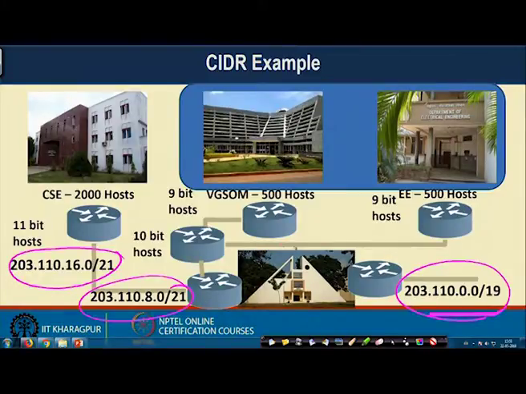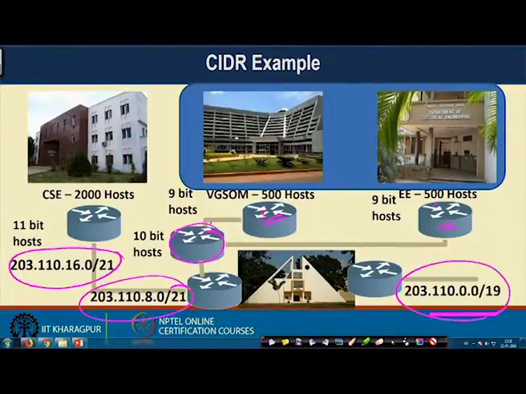Now, this second subnet I have to divide again. After this intermediate supernetting router that I have placed here, I have to again divide this address pool into 2 different subnets. One subnet is for VGSUM, another subnet is for EE.